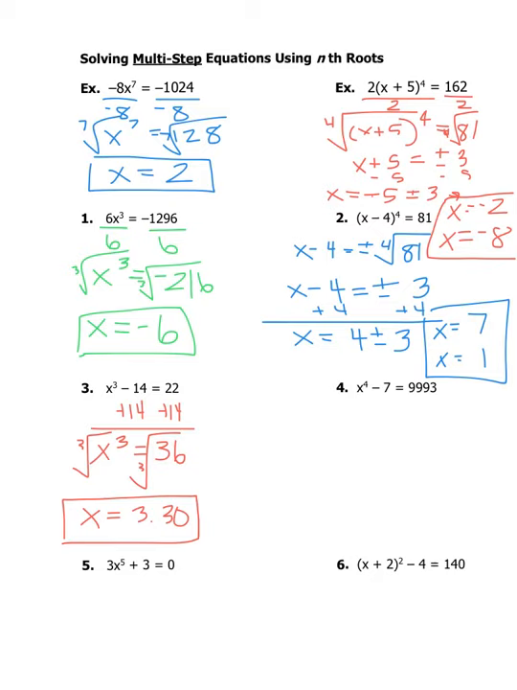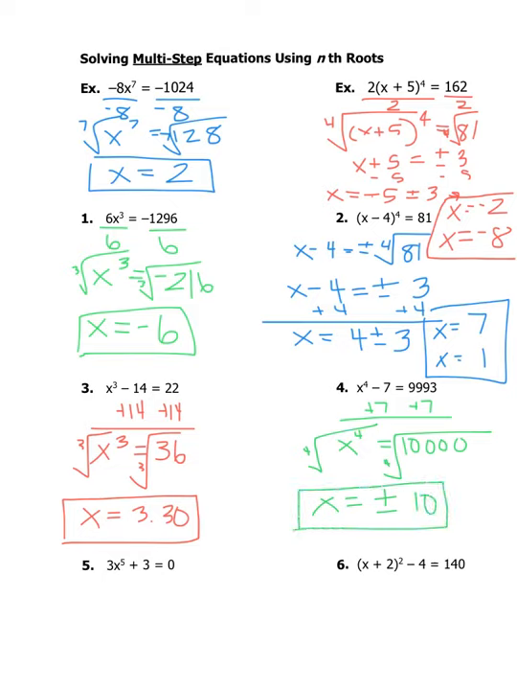All right, let's try number 4. So my first step, let's add 7 to both sides. We want to make sure that root is by itself. So I have x to the 4th equals 10,000. And then lastly, I want to take the 4th root, and now remember, because I'm dealing with an even root, x could be a positive or a -10. So you have two possible solutions there when the power is even.